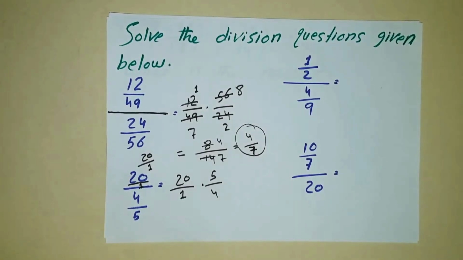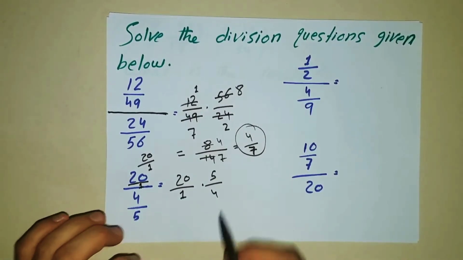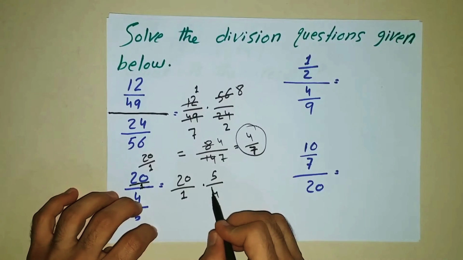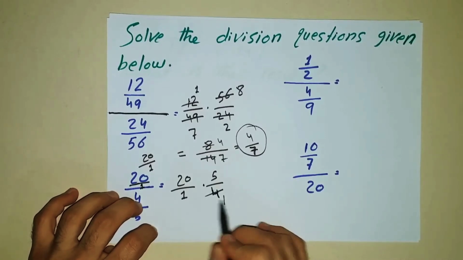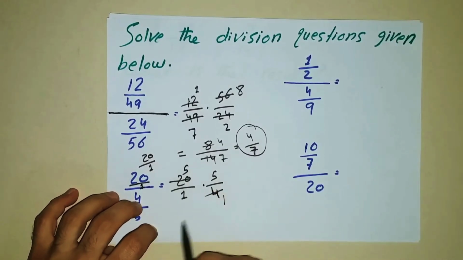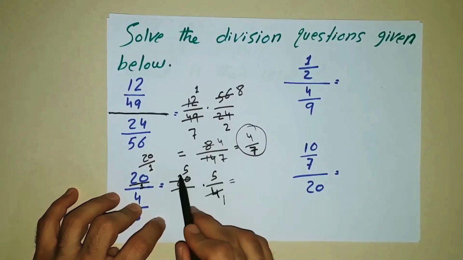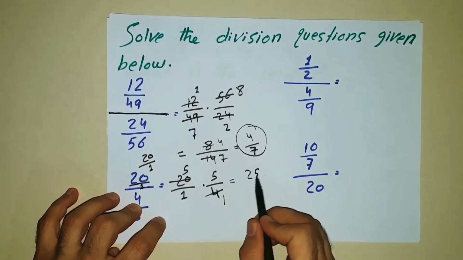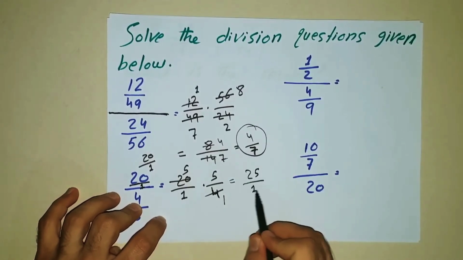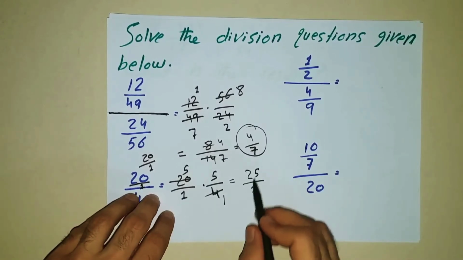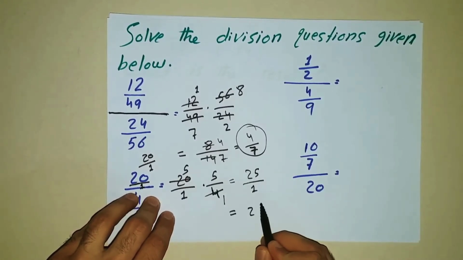Now before multiplication I will see if there is any simplification. Yes, I can simplify with 4. 4 1s are 4, 4 5s are 20. So now 5 multiplied by 5 is 25, and 1 multiplied by 1 is 1. As always we are not going to write 1. So the final answer is 25.